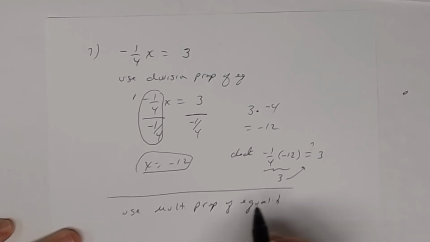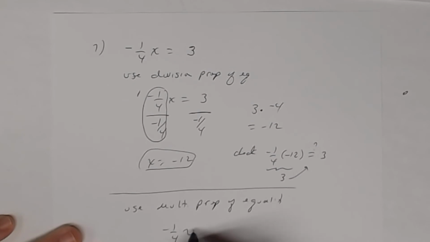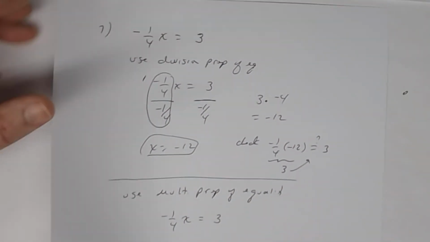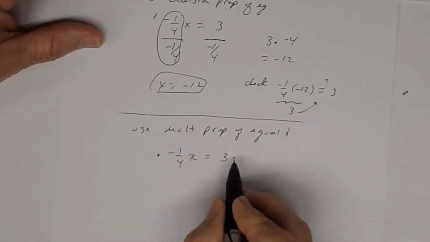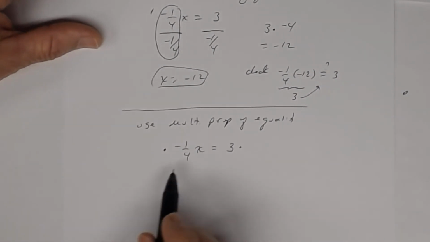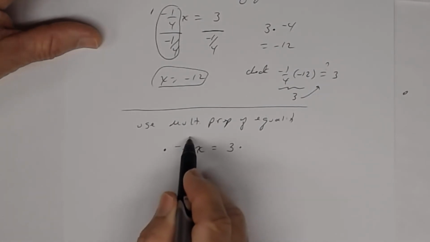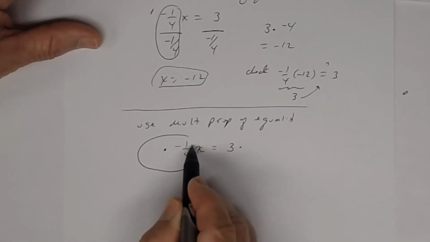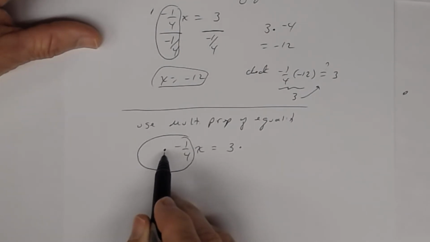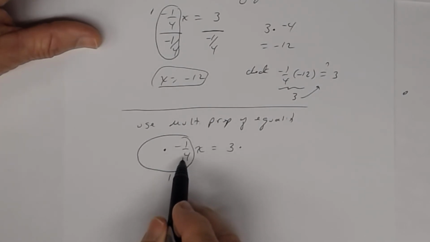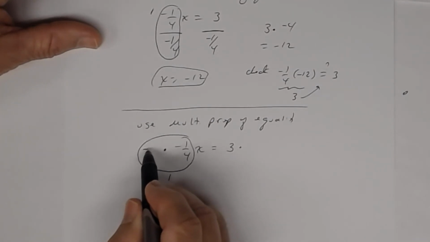All right, so let me go ahead and rewrite this over. So you get negative 1/4 x equals 3. Okay, so the idea now, remember, when you use the multiplication property of equality, is that you're going to multiply both sides by a number. And whatever you multiply this by, you want this product right here to be 1. So this is negative 1/4, and you have to multiply by its reciprocal. So the reciprocal of negative 1/4 is a negative 4.